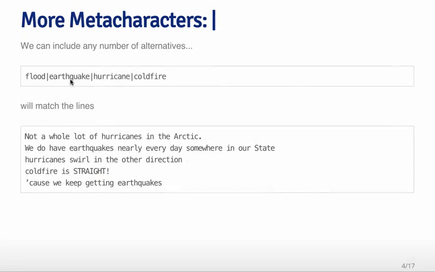You can include up to any number of alternatives that you'd like. So here it can match flood, earthquake, hurricane, or cold fire. So all of these different lines get matched, even though it's a different literal that's identifying in every single one.